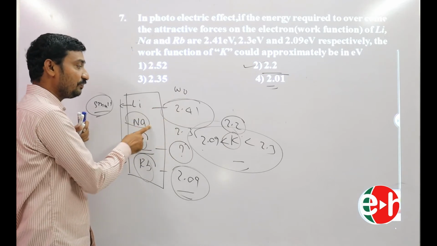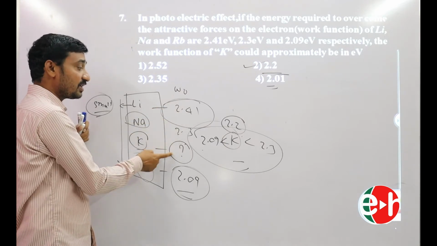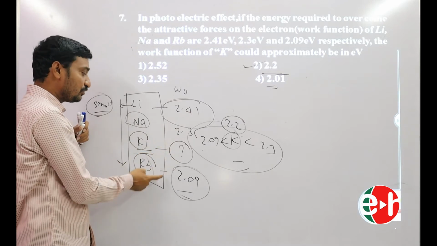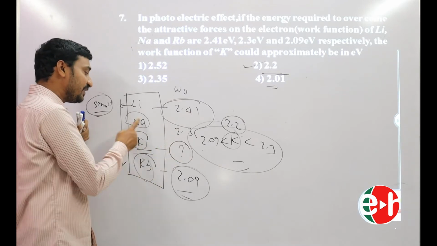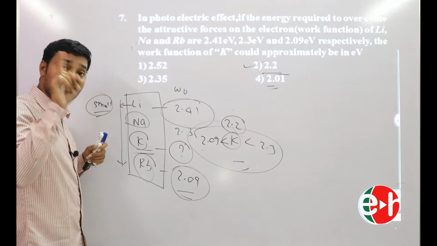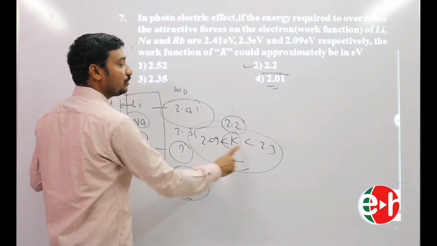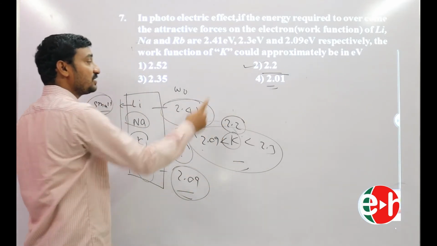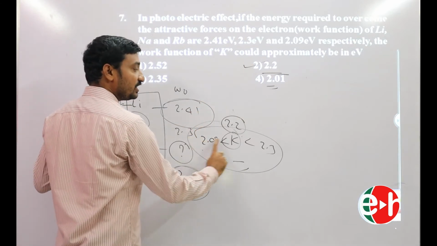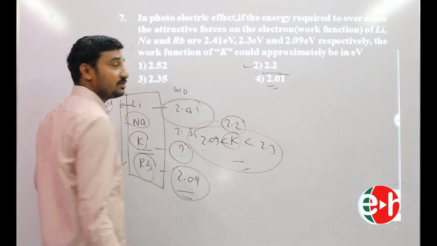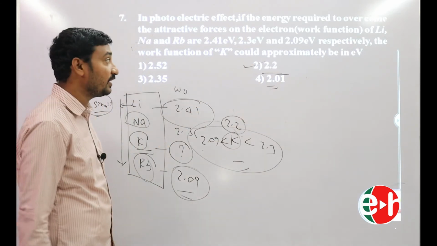Comparatively, from lithium to sodium, the work function is less. From sodium to potassium, work function is less. From potassium to rubidium, work function is less. So potassium is in between sodium and rubidium. That's why the value should be between 2.09 and 2.3. So in the options, what is the value between 2.09 and 2.3? 2.2. Hence the second option is the correct answer. Okay? Next one.